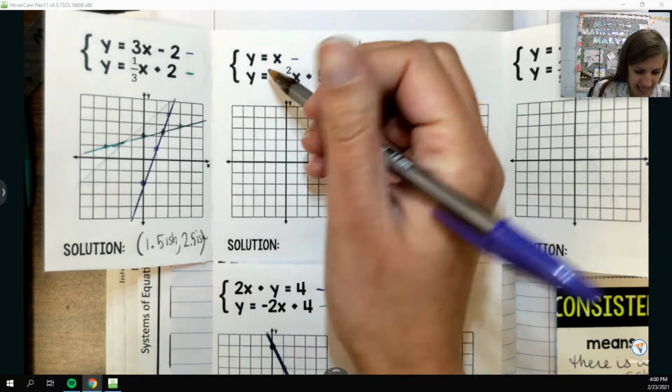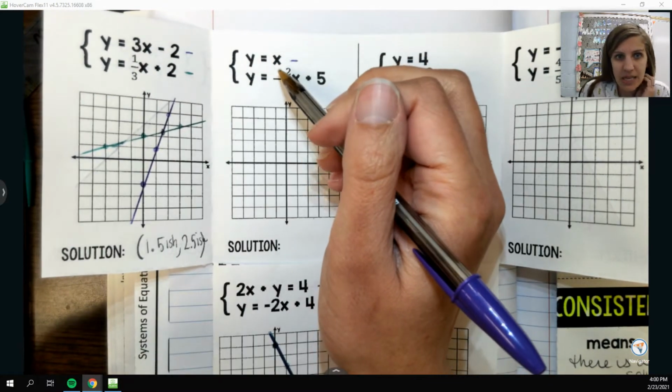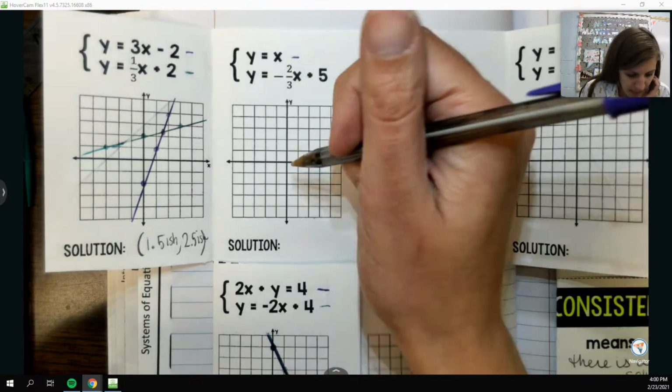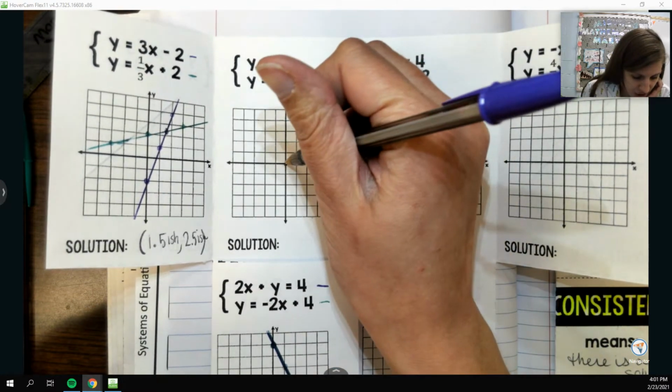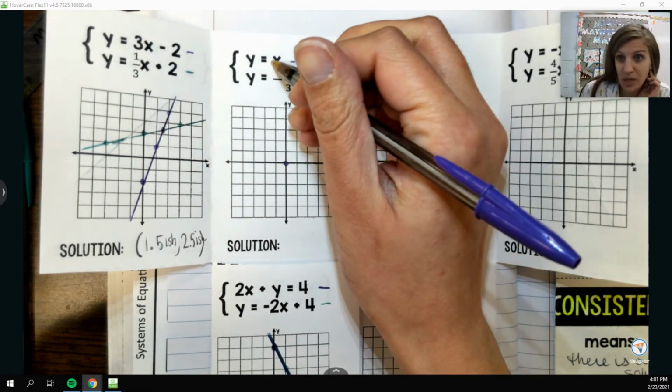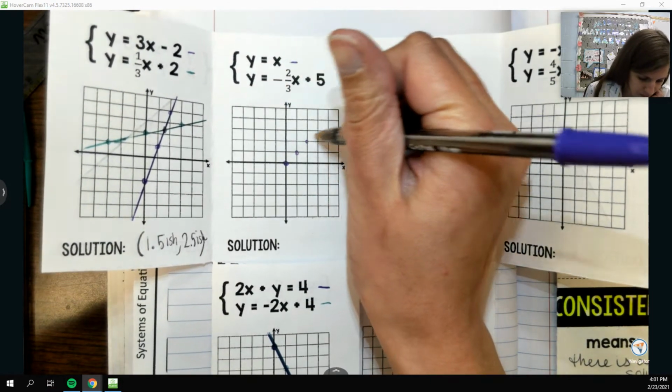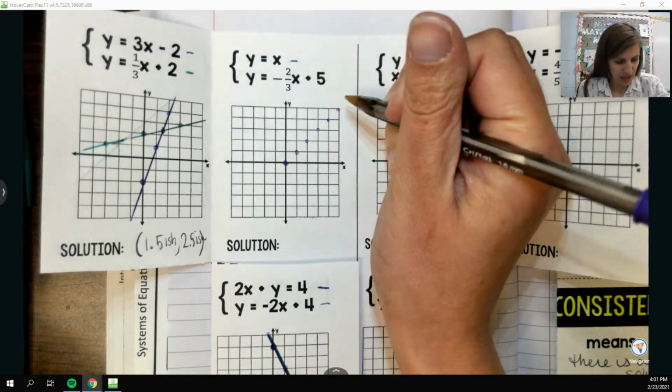Alrighty, this guy here is in y equals mx plus b. The y-intercept is 0 because there's nothing being added or subtracted. And then the slope is 1 because there's no number in front. So it's a hidden 1. So we get this line here.